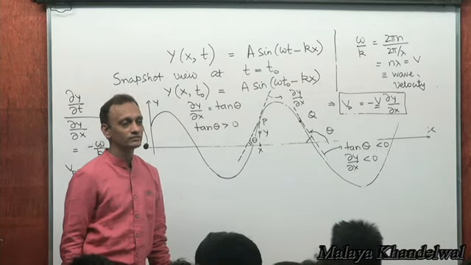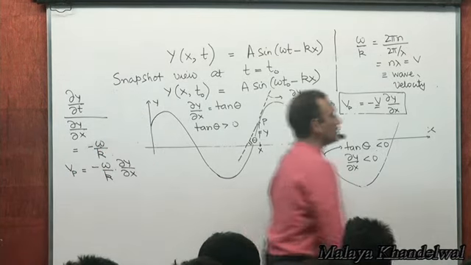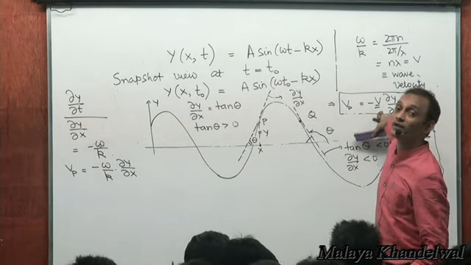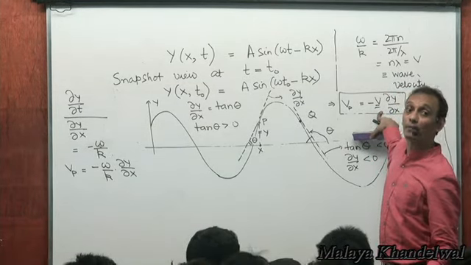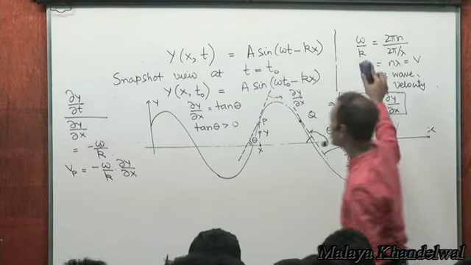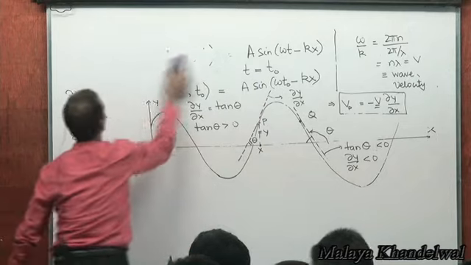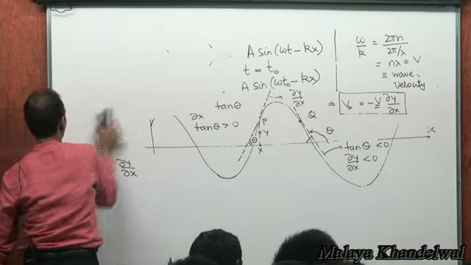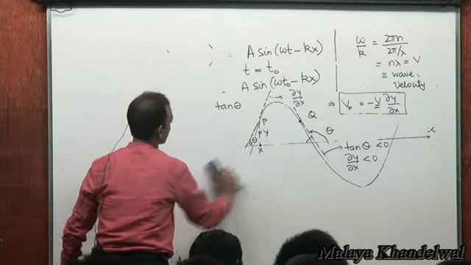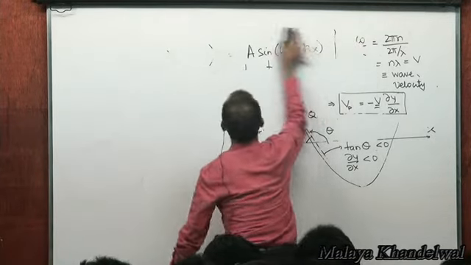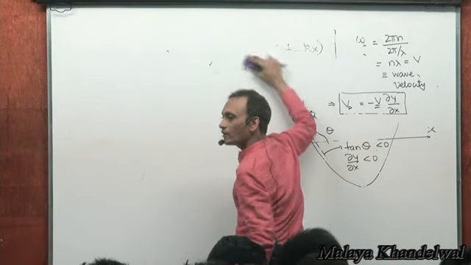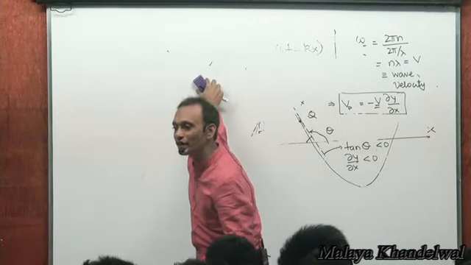All right. So Vp is minus V dou y dou x tells me whether a particle is moving up or moving down. Can I wipe this off? Then also it will have Vp positive or negative, isn't it?